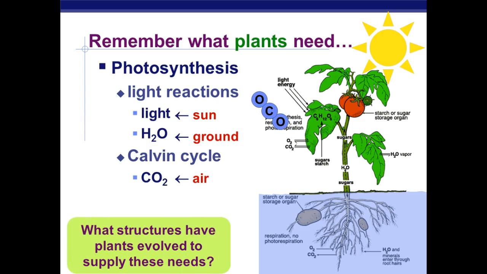Now, what structures have plants evolved to supply these needs? Well, of course, they've got roots with root hairs to increase maximum absorption of water and minerals, and they've evolved leaves as sites both for chlorophyll to capture sunlight and to process the carbon dioxide to make sugars.